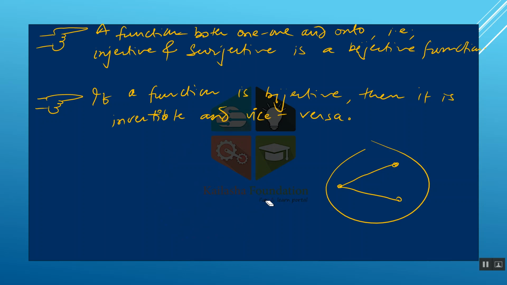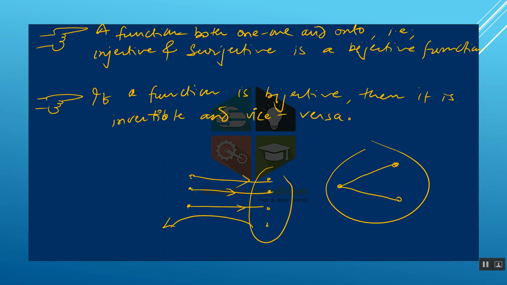Also, if a function is not onto, that means it is into, that means a few elements in the codomain are left. If left, then if we invert this, then this will come on this side, and on this side this element will be left. But that is not possible. All elements of the domain must be mapped. That is necessary. So this function is also not invertible.